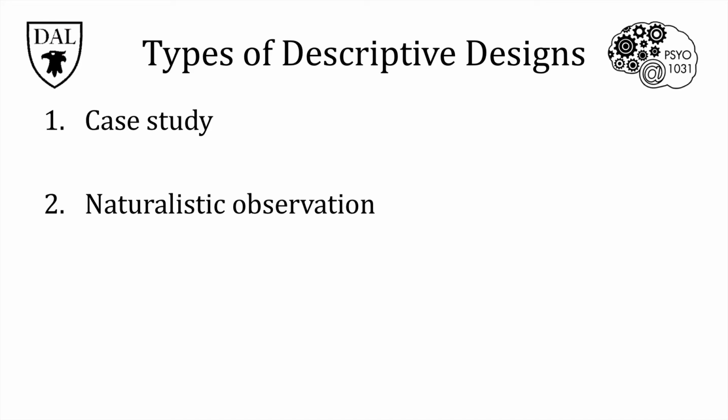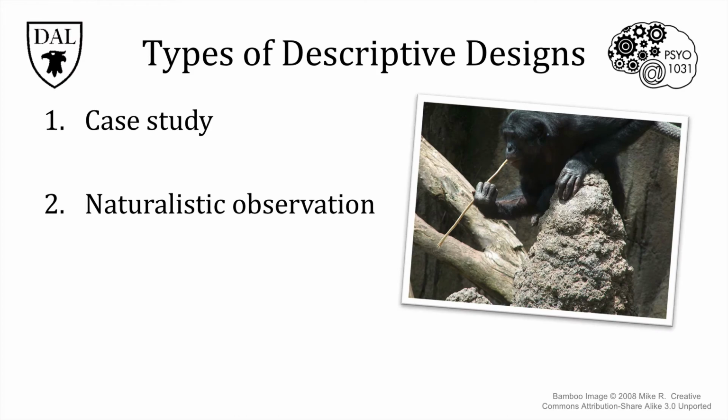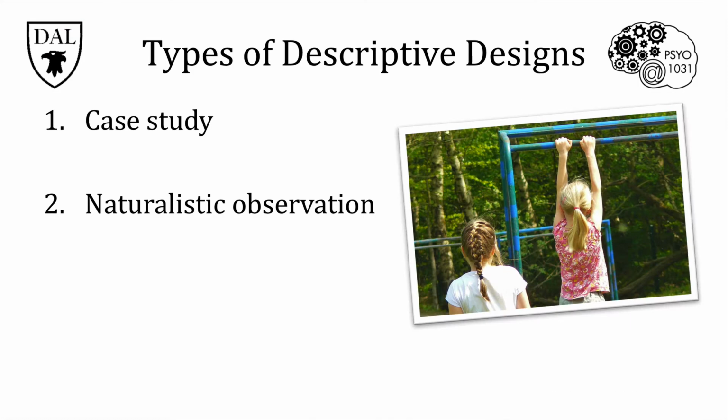The second type of descriptive design is naturalistic observation, which is observing an individual in their natural environment. For example, famous primatologist Jane Goodall used this method to first document tool use in chimpanzees. Although this method is most often used to describe animal behavior, it's also been used in studies of human behaviors. Canadian researchers Deborah Pepler and Wendy Craig have used naturalistic observation to provide a rich description of bullying behaviors on school playgrounds.